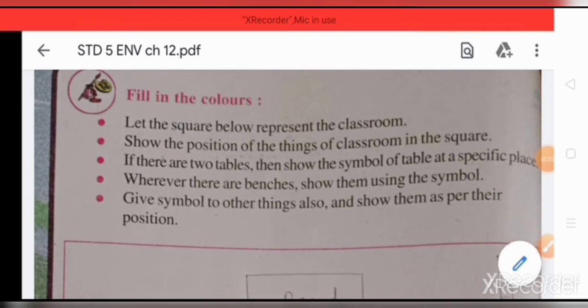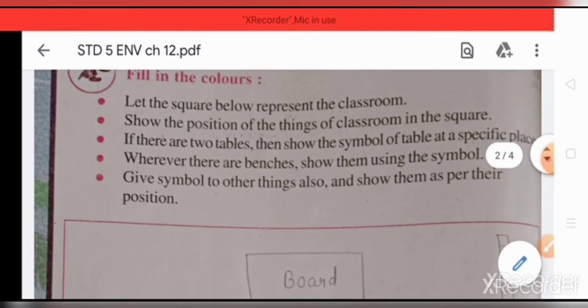Let the square below represent the classroom. Show the position of the things of the classroom in the square. If there are two tables, then show the symbol of table at a specific place. Wherever there are benches, show them using the symbol. Give symbols to other things also and show them as per their position.